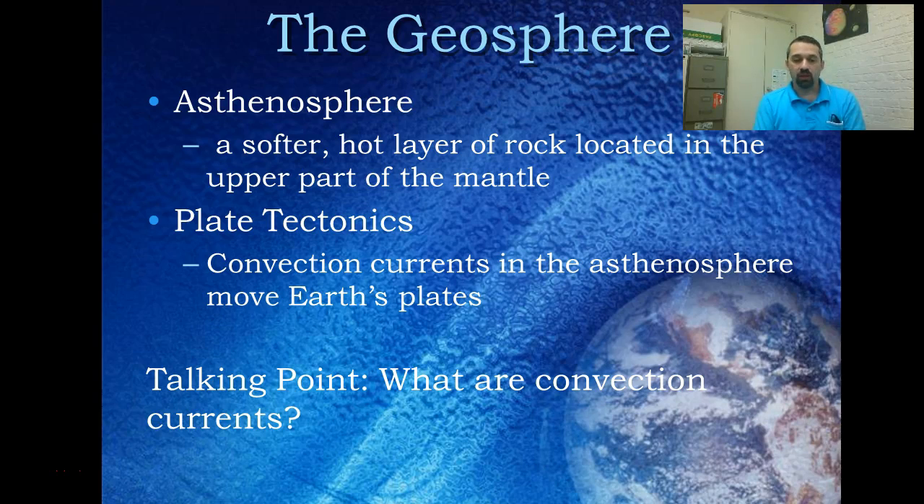That's the asthenosphere. And then there's the theory of plate tectonics. Remember, theory. So the theory of plate tectonics explains stuff that we see, such as how the plates move. This explains it. And so convection currents in the asthenosphere move the Earth's plates. And so that's the theory of plate tectonics. And so that brings us to our first talking point, and that is, what are convection currents?